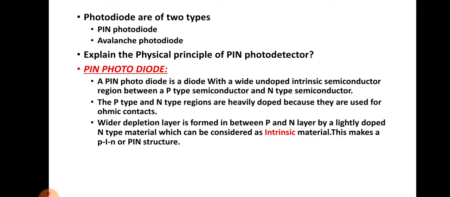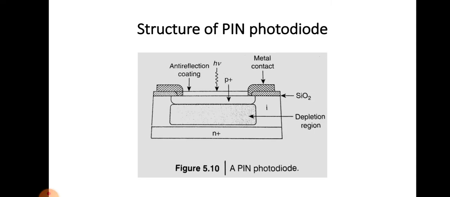First we will go to the PIN photodiode structure. Basically, the PIN photodiode is a diode that has a wider undoped intrinsic semiconductor region between a heavily doped p-type semiconductor and n-type semiconductor material. The p-type and n-type regions are heavily doped because they are used for ohmic contacts. The wider depletion region is formed between the p and n layers by a lightly doped n-type material, and we can consider it as an intrinsic material. So this structure forms a PIN structure.